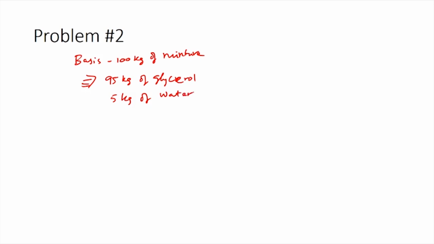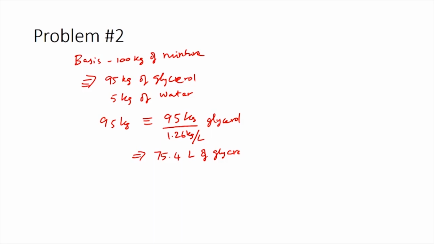We know the densities of glycerol and water, those values have been given to us. So, this 95 kilograms of glycerol would actually occupy 95 kilograms divided by 1.26 kilograms per liter of glycerol. So, this would be the volume, because this is mass divided by density. This value would be equal to 75.4 liters of glycerol. So, what this means is 75.4 liters of glycerol would weigh 95 kilograms.